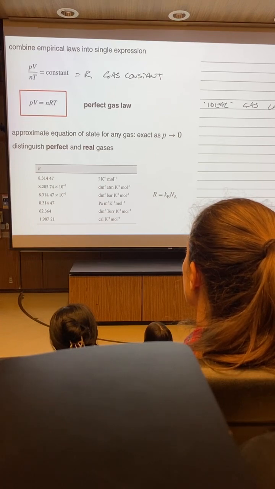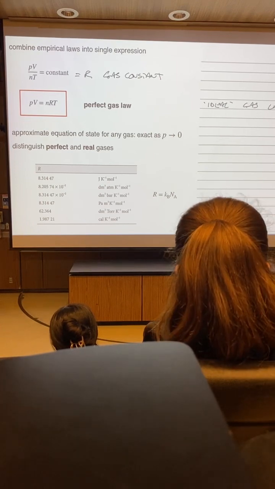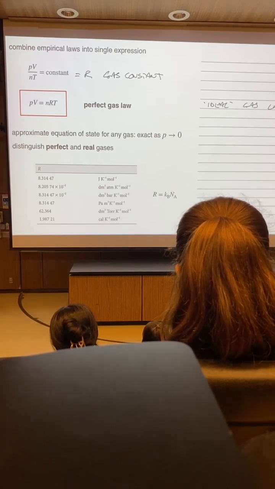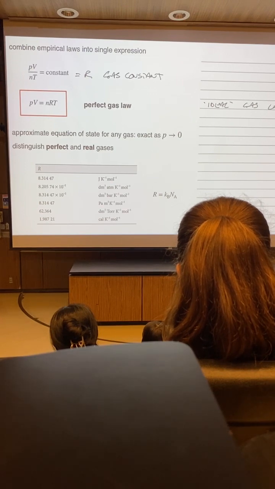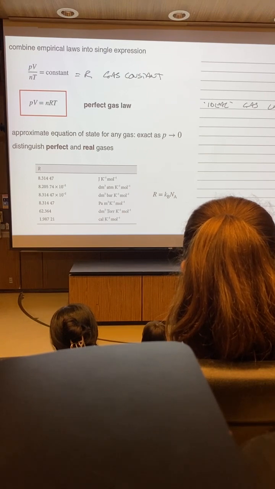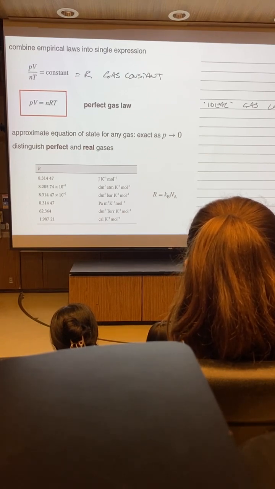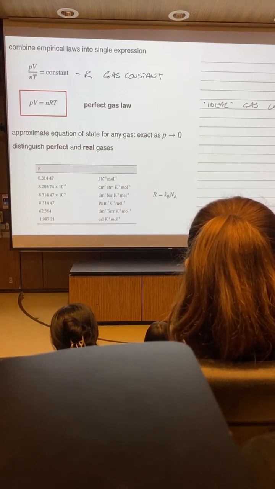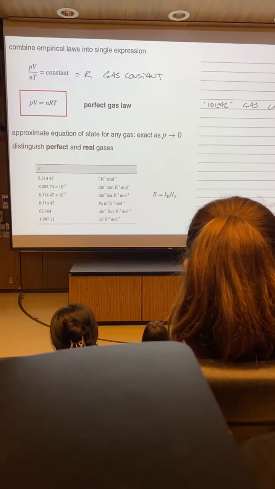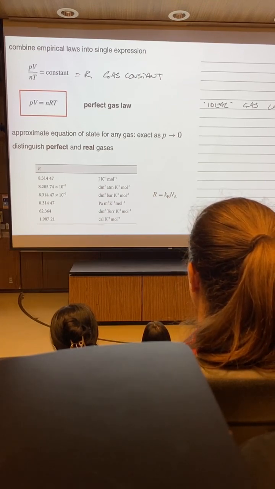Real gases deviate from this law. That is, if you know how much substance you have, R and T, the temperature and the volume, you calculate the pressure, it will deviate from what you predict from perfect behavior. So real gases will give you, you'll measure the wrong pressure from what you actually calculate using the perfect gas law. So perfect gases obey this law.